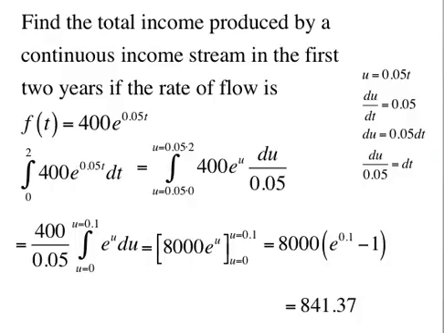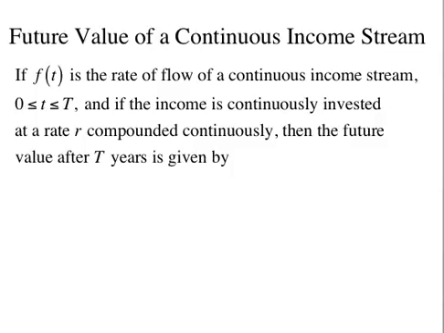Okay, now we want to look at the future value of a continuous income stream. So f of t is the rate of flow of a continuous income stream. t starts at 0 and ends at T. If the income is continuously invested, so as money comes in, we continuously invest it at some interest rate r, we want to see what is the future value after T years. So you're told what the income stream is. You're going to invest all that income, and you want to find out what is the total value, what is the future value of that income stream.